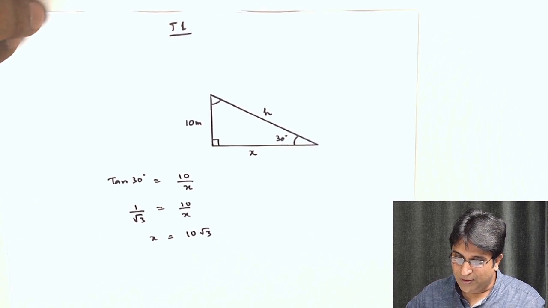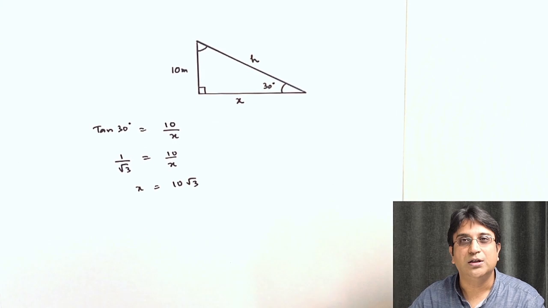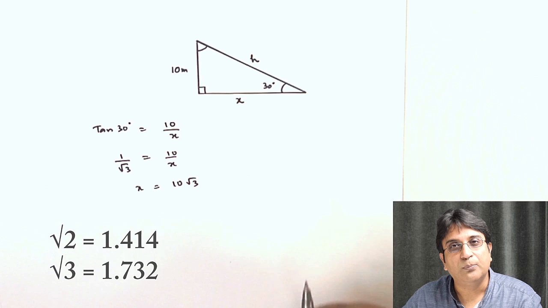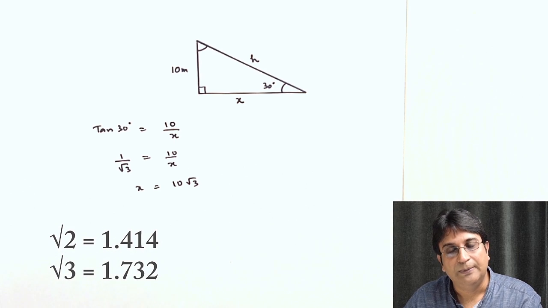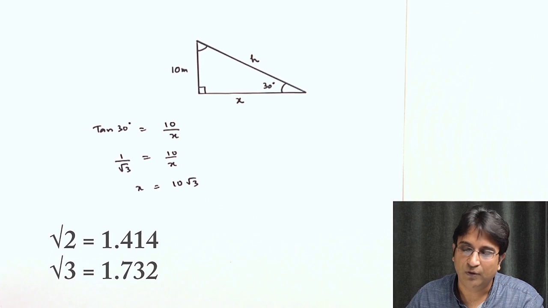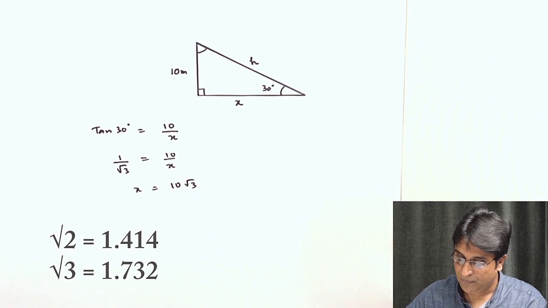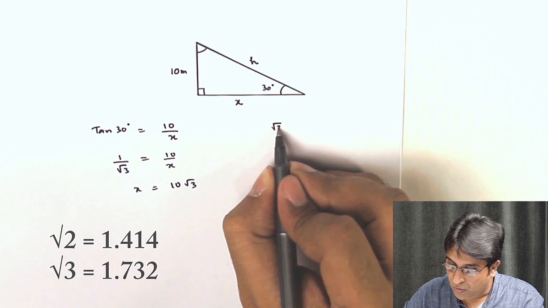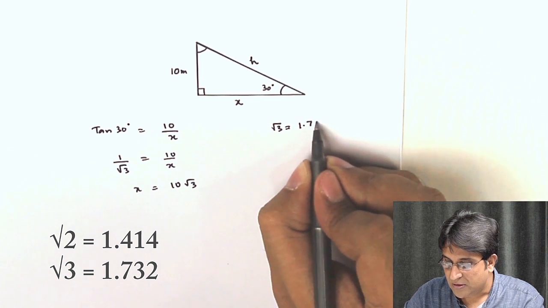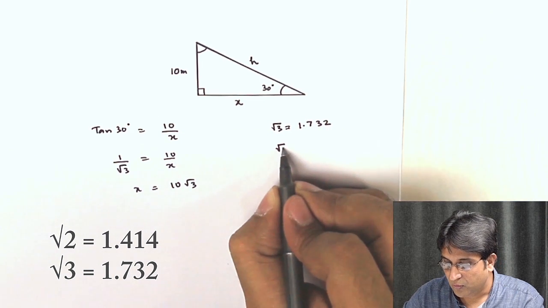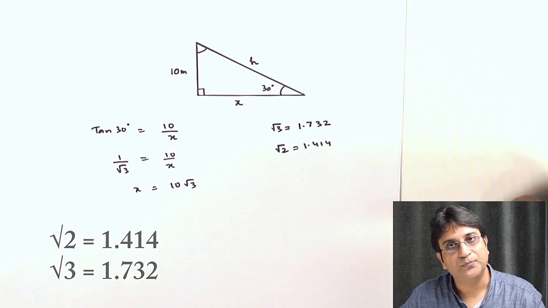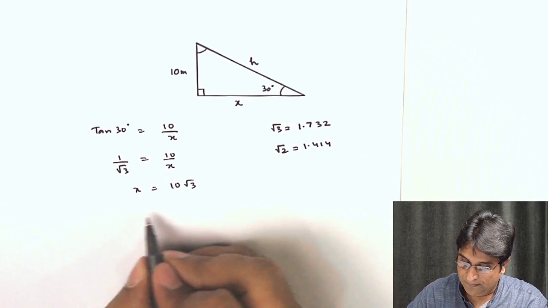It is very important that two basic values, you should learn them. It will make your calculations very easy. One is that root 3 is 1.732. Note it down. Then second is root 2 is 1.414. These two values are used very, very often. Better to learn it. I'll just write it here for your reference. Root 3 is 1.732 and root 2 is 1.414.